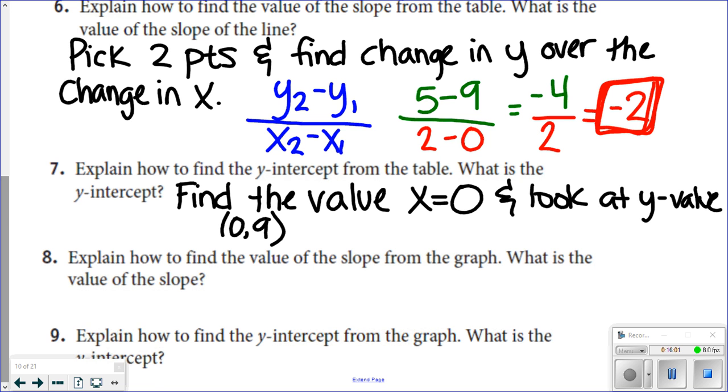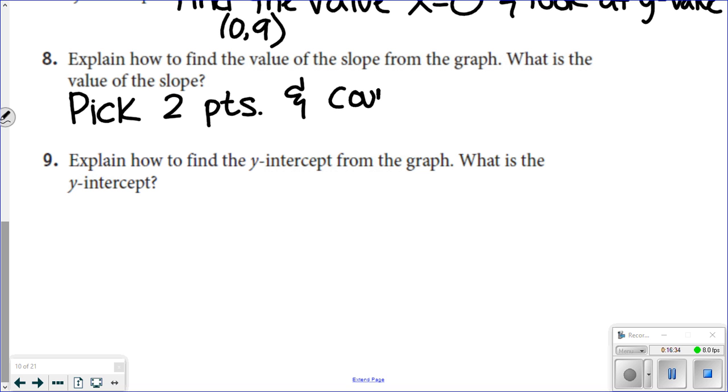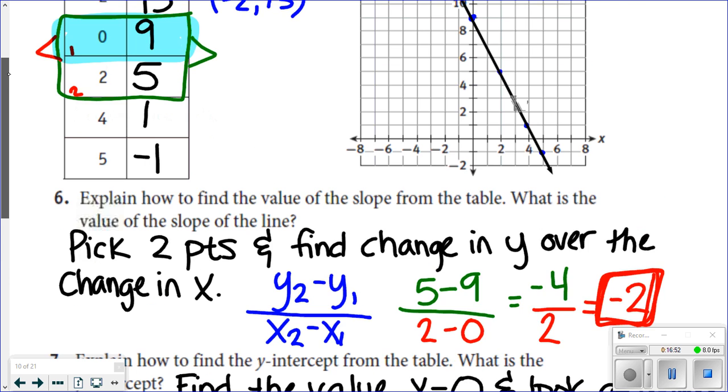Question 8. Explain how to find the value of the slope from the graph. So what did you write down? How would you explain how to find the slope from the graph? Well, we need to find 2 points on our line, or pick 2 points on our line. And remember, we count the rise, and then we divide that by the run. And then don't forget, we always need to reduce if possible. Reduce, reduce, reduce.